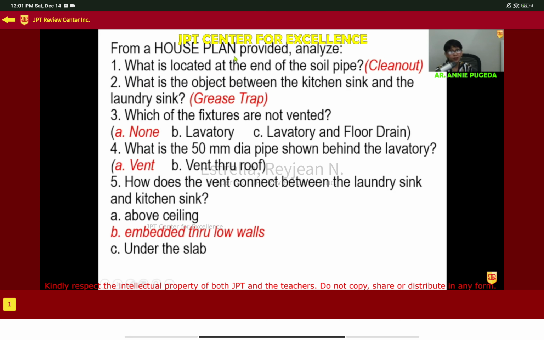Okay, now yung mga sitwasyon na ganito. From a house plan, kahit naman wala tayong house plan, tingnan nyo, analyze nyo. Analyze, what is located at the end of a soil pipe? Pwede clean out. Diba? What is the object between the kitchen sink and the laundry sink? Alam niyo na kanina yan, yung release trap. Which of the fixtures are not vented? Mali po yan. Lahat po vented, so none.